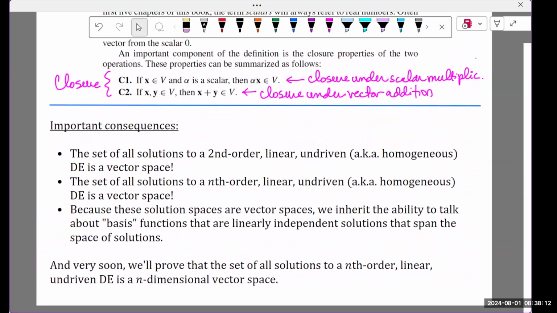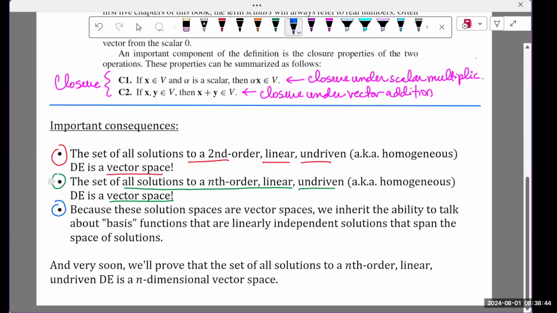There are important consequences when we start taking a linear algebraic perspective, and we view the operation of differentiation as a linear operator, and we view the solution set as a vector space. In particular, the set of all solutions to a second-order, linear, undriven, homogeneous differential equation is a vector space, as we've been saying. The set of all solutions to an nth-order, linear, undriven, homogeneous differential equation is also a vector space. So in other words, we can now generalize easily from second order to higher order.